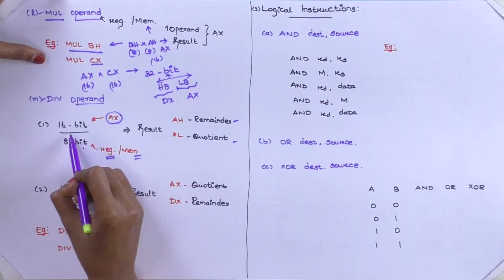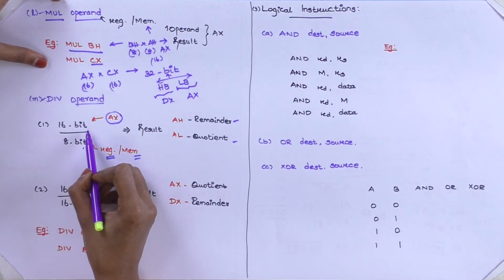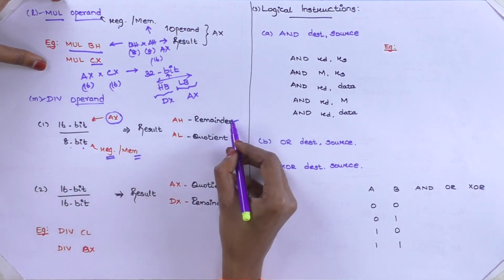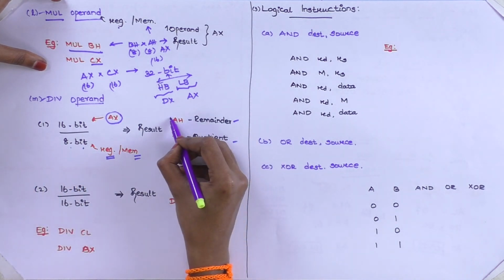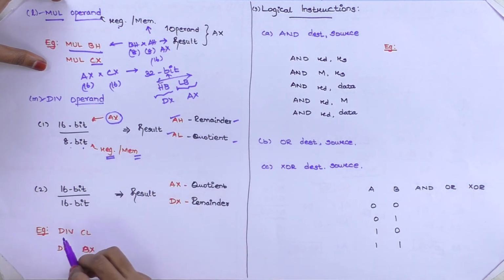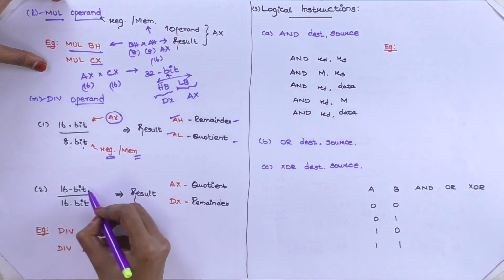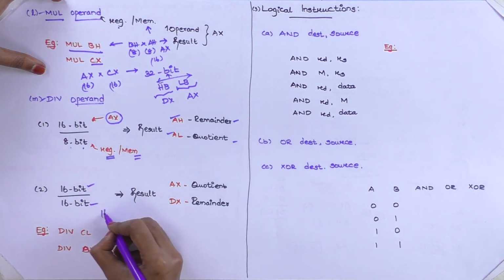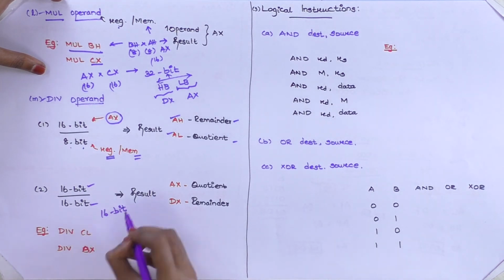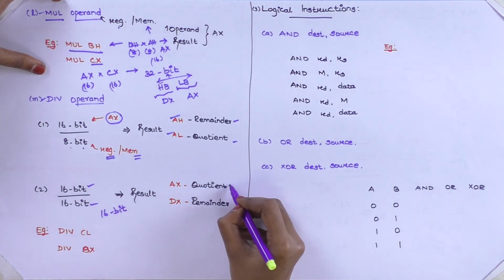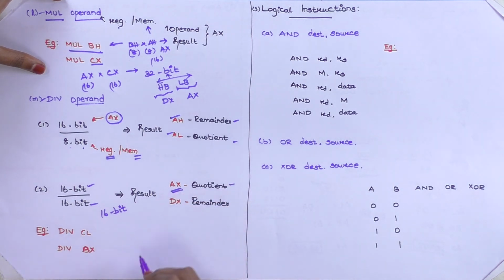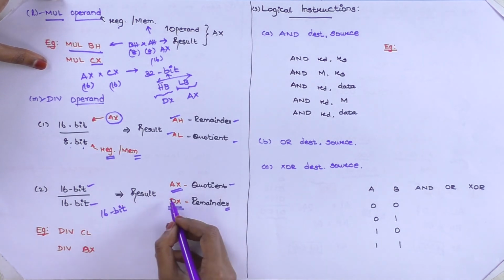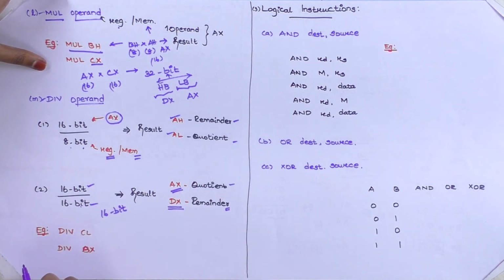Okay, so in case you perform a division between 16-bit and 8-bit, the remainder will be stored in the AH register and the quotient will be stored in the AL register. But in the case of 16-bit by 16-bit, your quotient will be stored in the AX register and the remainder will be stored in the DX register. This is for the case 16-bit by 16-bit.